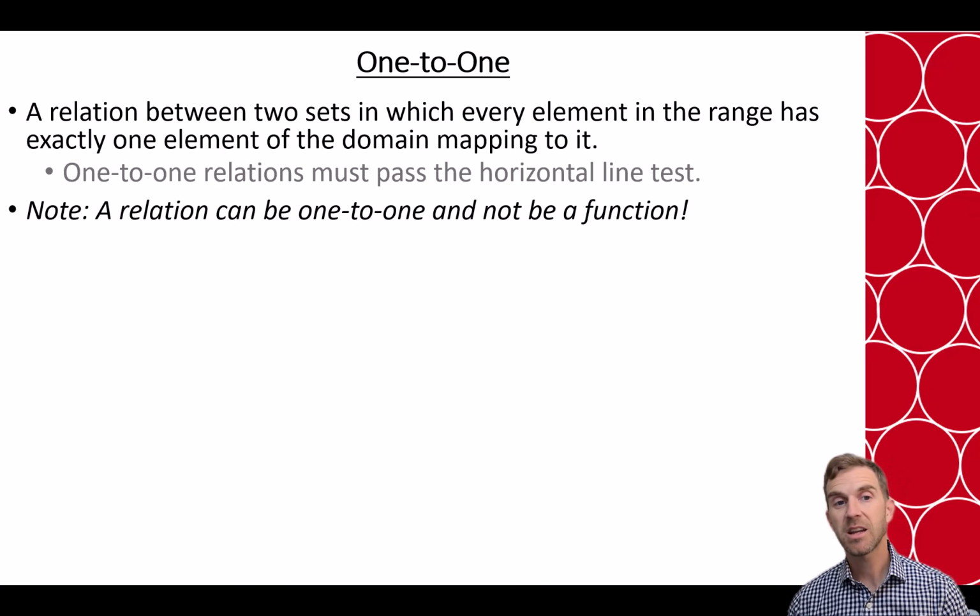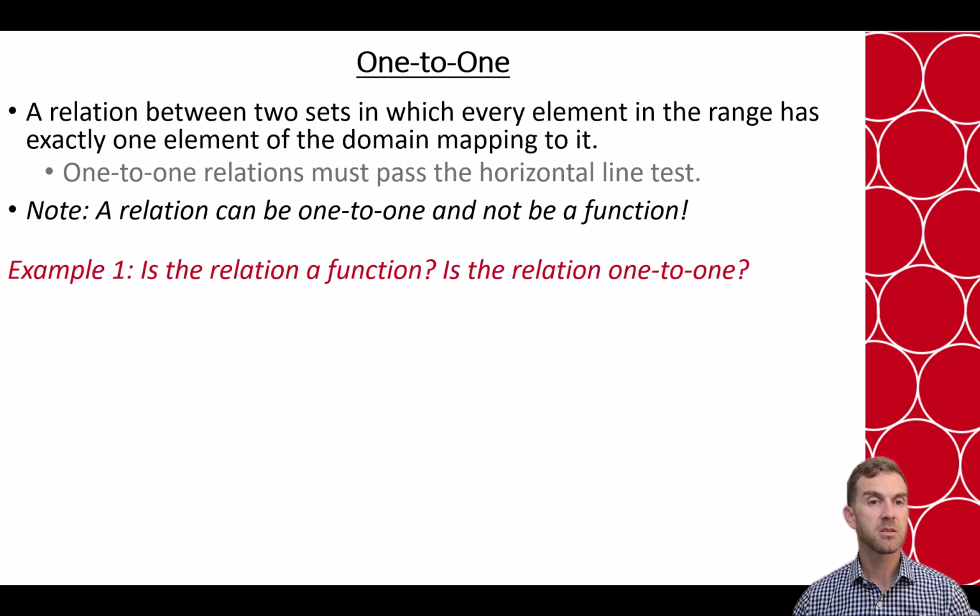Now it's important to recognize that you can have a relation that is one-to-one and not be a function. Additionally, not all functions are one-to-one, so it's important to check relations for both of these opportunities. So let's look at a few examples.